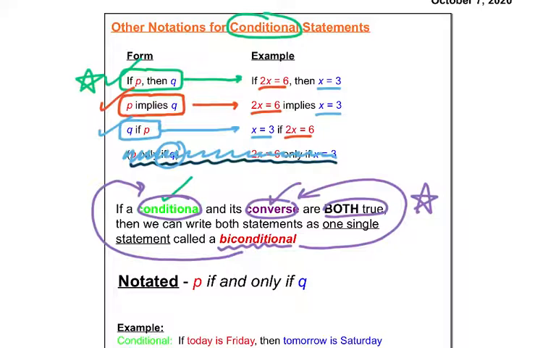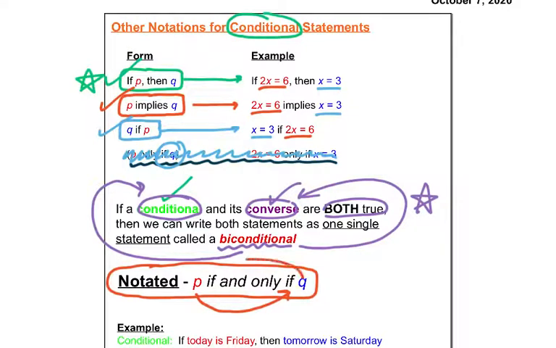If the converse and the conditional are not both true, we cannot make a biconditional. Look how we notate it, though. We're going to say P if and only if Q. That implies if P happens, then Q happens, and its converse, if Q happens, then P happens.